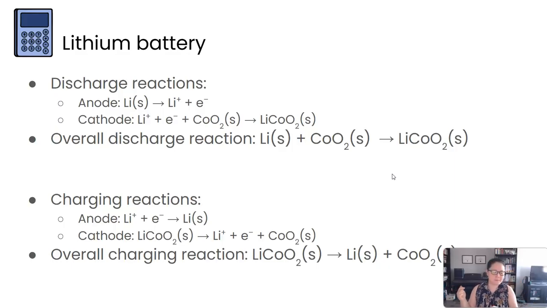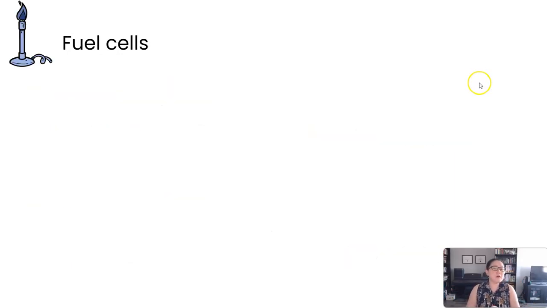We are going to talk about one more type of cell, and that's a fuel cell. Fuel cells are interesting because you're not set to having everything in the cell packaged beforehand and then having the cell go on.